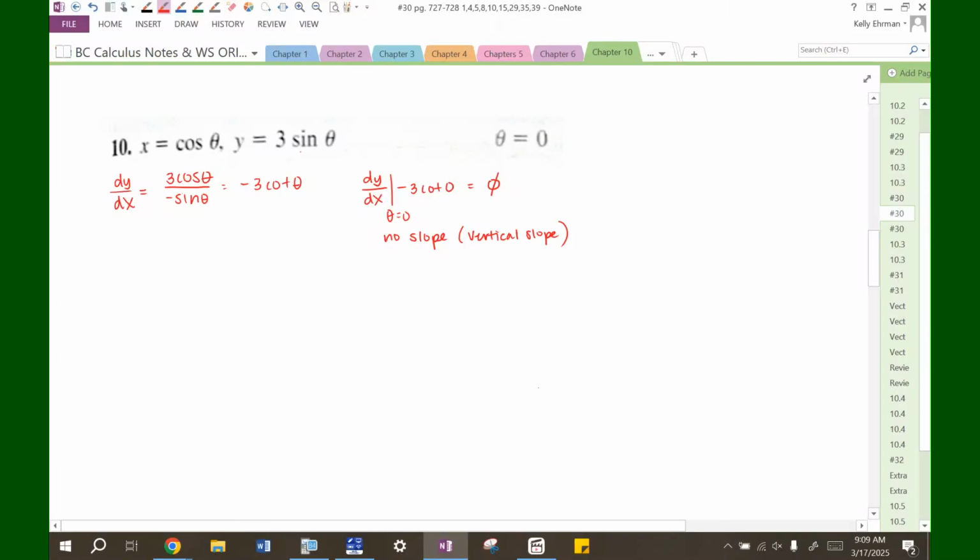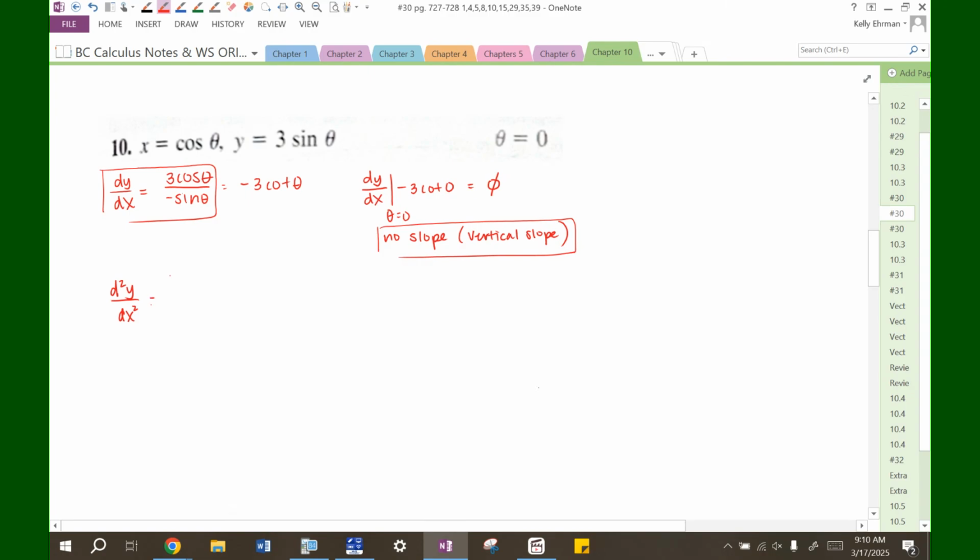If I had to graph this, we had something like this in our notes. This is probably an ellipse, right? If x equals cosine and y equals sine and there's a number in front. So yeah, we're probably at the end of the ellipse, so vertical slope. They don't ask for that specifically, so you don't have to get into all of that, but I'm just explaining what's happening here.